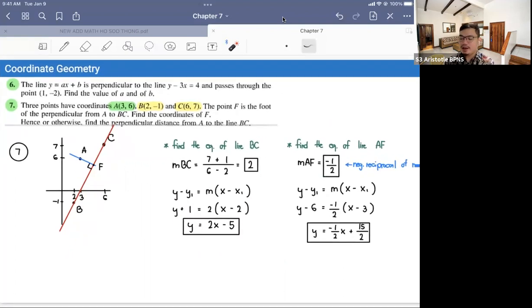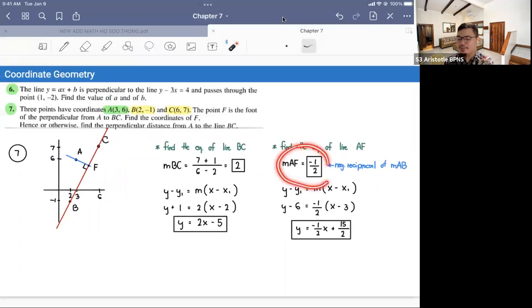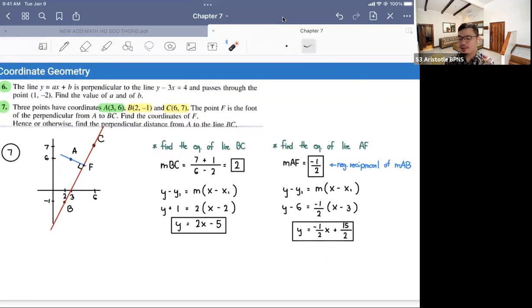Now next is, I'm going to find the equation of line AF, this one. All right, okay. So now I don't have to solve the gradient of line AF. It's because I know that this is perpendicular to this line, right? So therefore, the gradient of line AF is a negative reciprocal of the gradient of line BC. So getting the negative reciprocal of 2, it is -1/2. Okay, so that's it, -1/2.